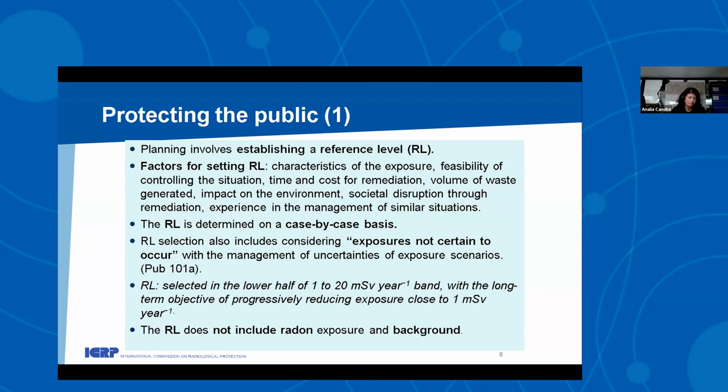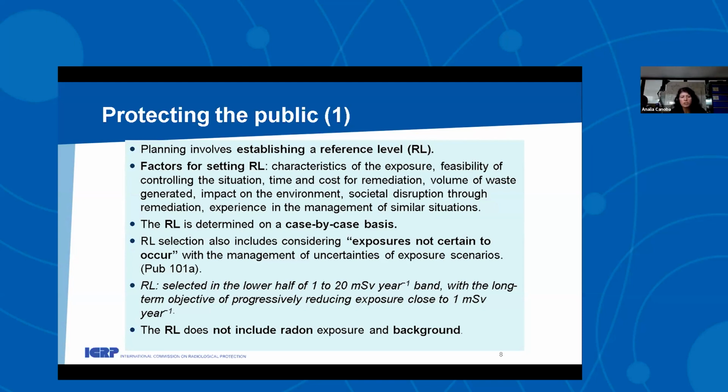So that is why, and we discussed a lot at the beginning of the task group, because we wanted to be more specific and to give more recommendation about the reference level, but we have to recognize that these situations are unique. So you cannot establish a recipe for the reference level. The reference level is determined on a case-by-case basis. And as we mentioned, we take into account in the reference level that this exposure is not certain to occur. We recommend to follow how to manage the uncertainties of the exposure scenarios with publication 101A, and also how to address the representative person.